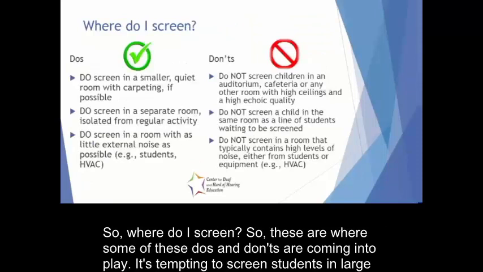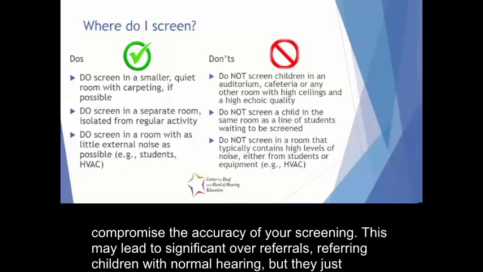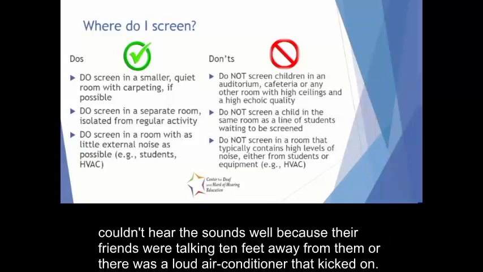So where do I screen? This is where some of these do's and don'ts come into play. It's tempting to screen students in large spaces, such as a gymnasium or a cafeteria, because it's convenient. But the high level of noise and the echoic nature of the rooms greatly compromise the accuracy of your screening. This may lead to significant over-referrals, referring children with normal hearing, but they just couldn't hear the sounds well because their friends were talking 10 feet away from them, or there was a loud air conditioner that kicked on.